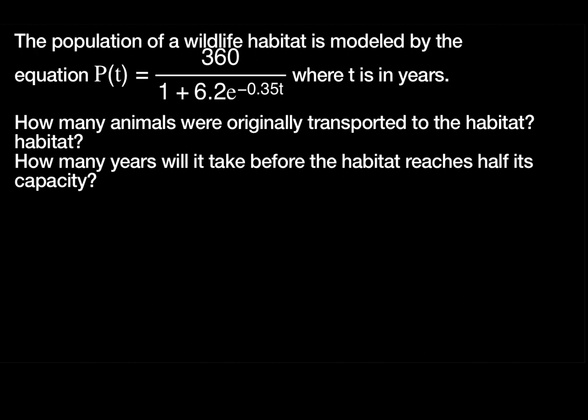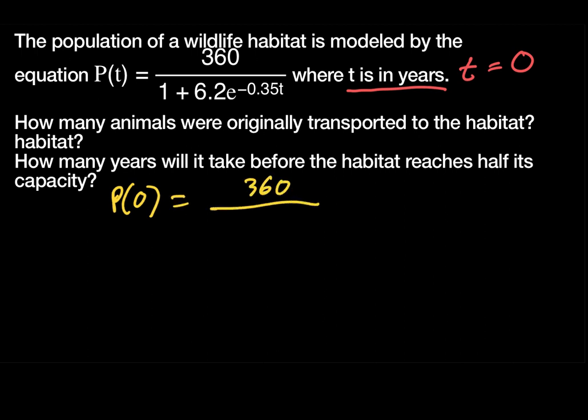Well, if we're measuring t in years, when will the initial amount be? When t is 0, because that's when things started. So to find the initial amount, take this and we're going to find P of 0. P of 0 is equal to 360 over 1 plus 6.2 times e to the negative 0.35 times 0. That's 0, so e to the 0, but we know e to the 0 is 1.